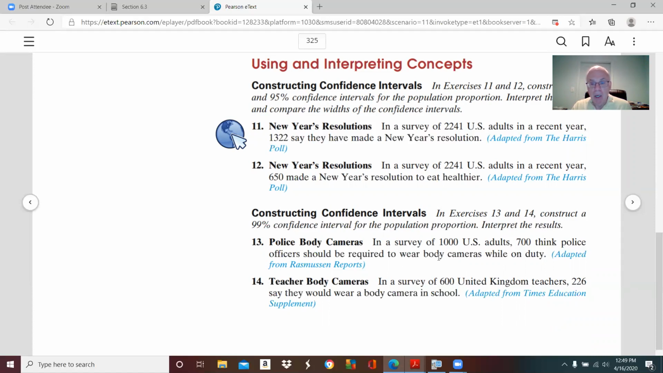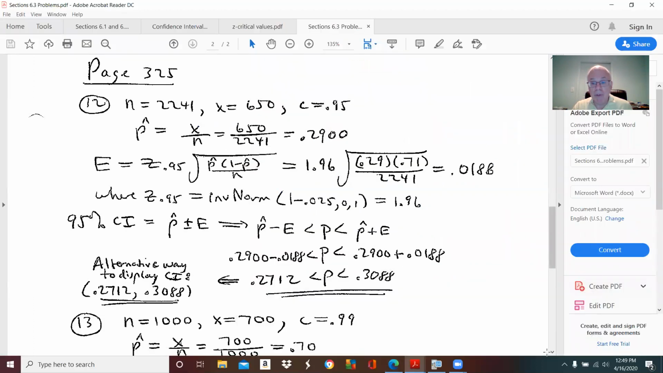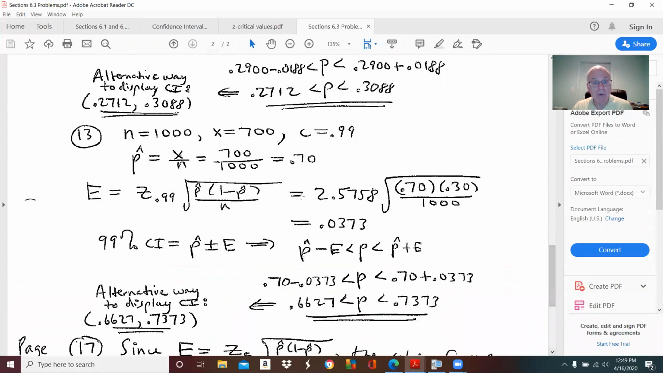Anyway, all right, so n, the sample size, is 1,000. Of the 1,000 adults who were asked whether a police officer should be wearing these body cameras, 700 of them said yes. That means 300 of them said no. So the sample proportion in this particular case, in number 13, is going to be 700 divided by 1,000, or 0.70. We're going to use a 99% level of confidence, so 0.99 is c.